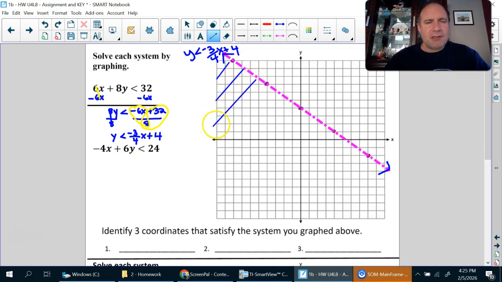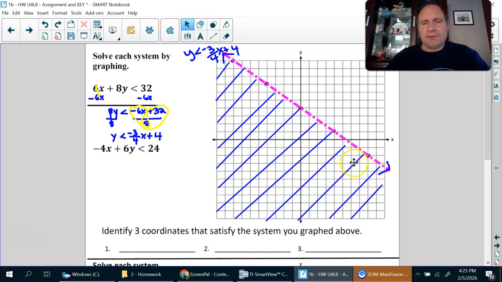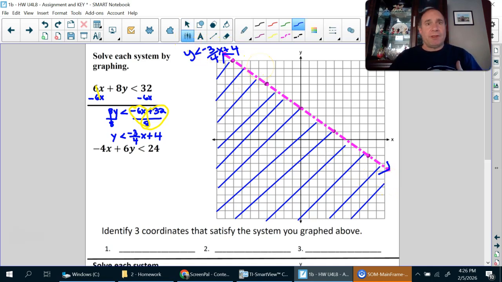Typically, this is the way I shade. I just try to make them as straight as possible. The shading. Don't scribble, because remember, this is a system, and a system of equations needs to have a double shaded area that is something that stands out as the double shaded area. We only graphed one line, so there's no double shaded area right now, but let's go ahead and see what we could do with this second inequality.